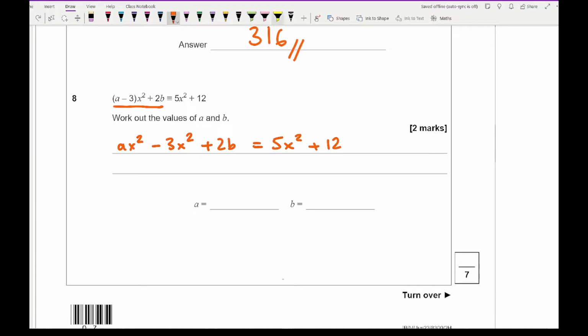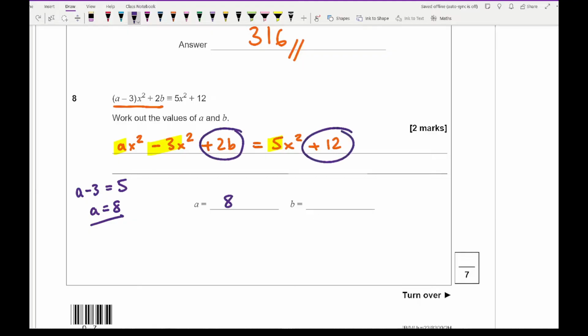Now for this, what we need to do is compare the coefficients. So looking at the x squareds, I've got a minus 3 and I've got 5. So a minus 3 equals 5. So then a is going to equal 8. And then comparing the constants, well, 2b is going to equal 12. So therefore b is going to equal 6.